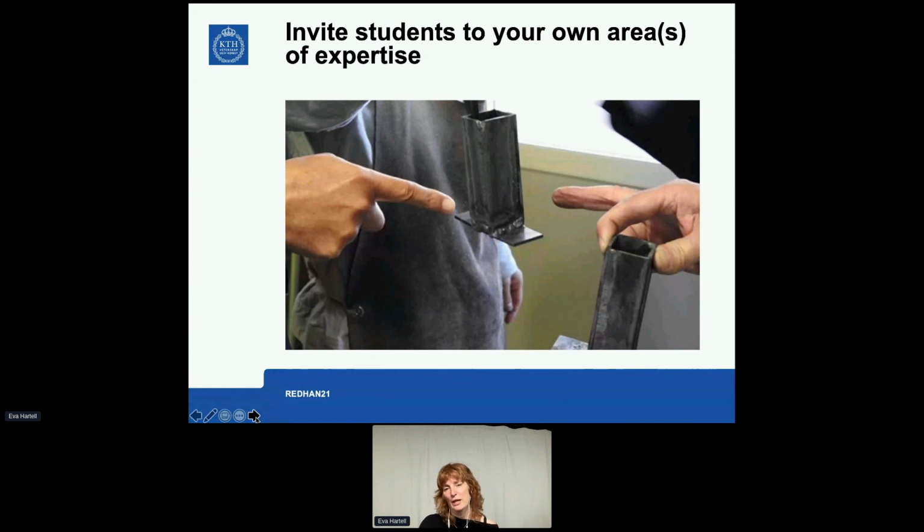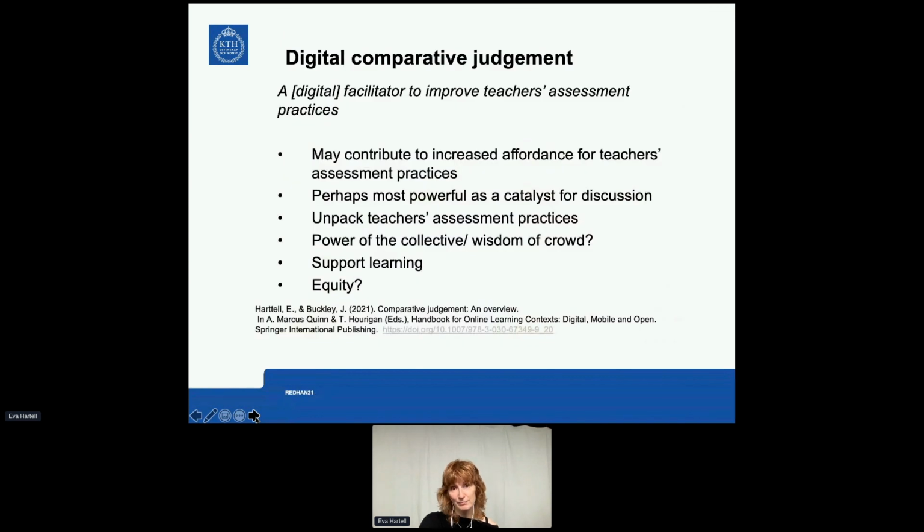It's much better if you have an example. And I see great potential of using comparative judgment, for instance, in teacher education, at professional development, but also during their teaching training at the university, to get a flavor of what quality work looks like. So, digital comparative judgment could be a facilitator to improve teachers' assessment practices.